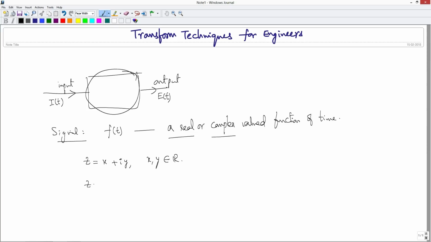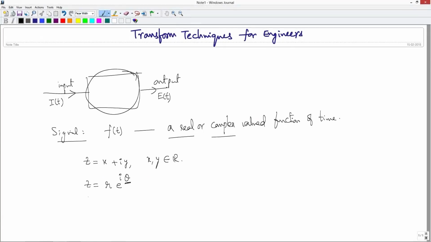This can be written in a different form, the Euler form. This is the length of the complex number, the amplitude, times e to the power i theta, where theta is the angle. This is the Euler representation of the complex number. So, you have f of t, and there are different kinds of signals. If it is a real valued or complex valued function, we call it a signal.